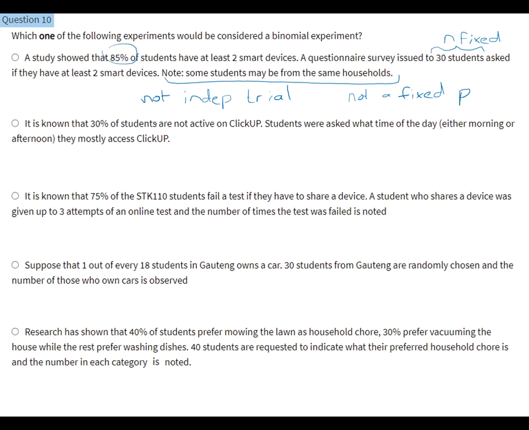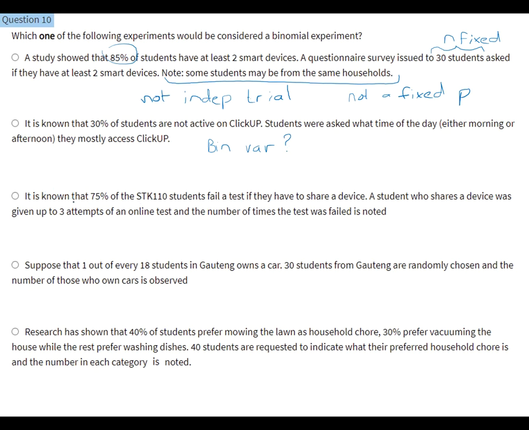Students were asked what time of day, either morning or afternoon, they mostly access ClickUp. So if you think of a binomial trial, we are asking you to count the number of successes. We haven't specified in any way here what a success or a failure is. We're actually just asking people what time of day they are most active on ClickUp. So we're going to be recording just morning or afternoon, but we're not really doing anything with it. So we don't have a binomial variable specified in this case. It's not known what the binomial variable is.